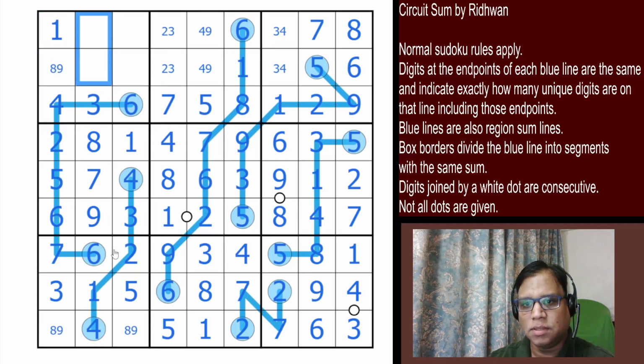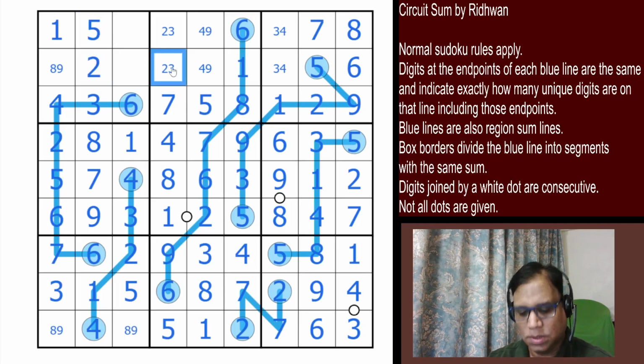These 2 digits are now 1 2 and something, right? 2 and 5. Is that correct? Yeah, 2 and 5. But 5 is here. That means this has to be 2. This has to be 5. These 2 must help somewhere.